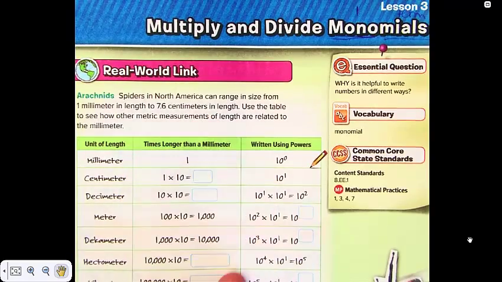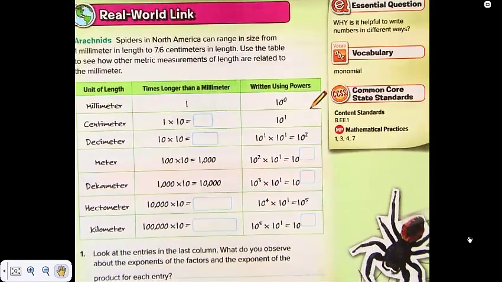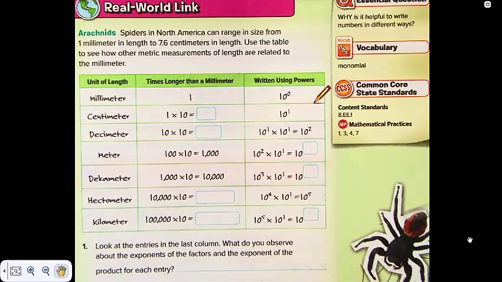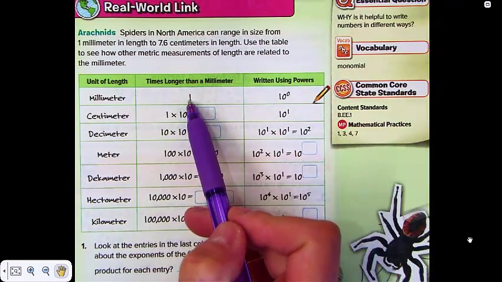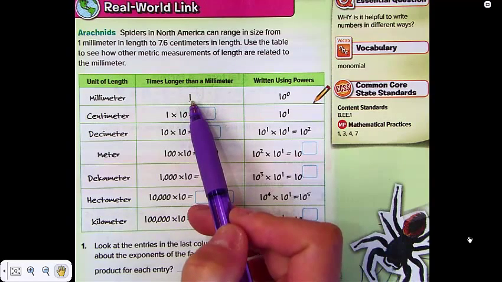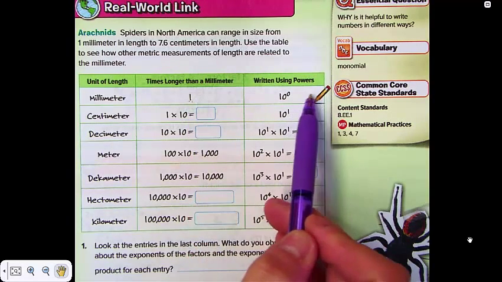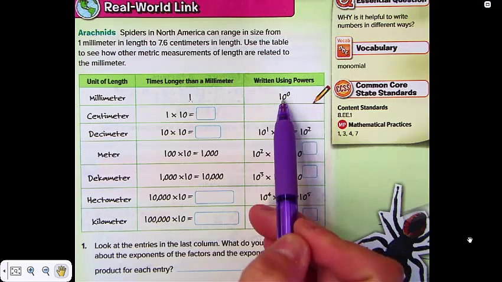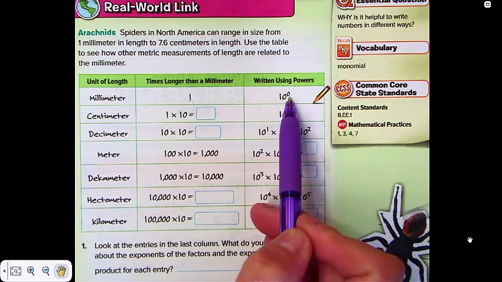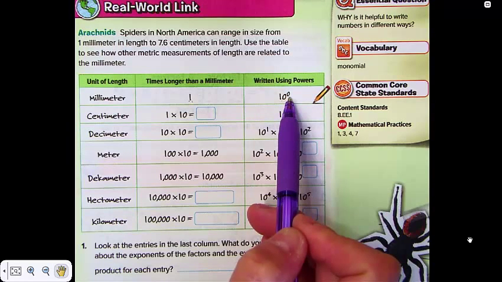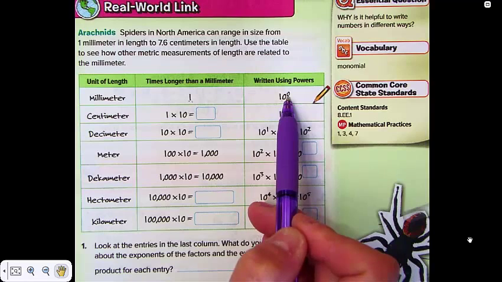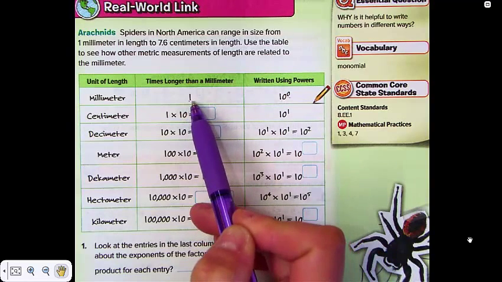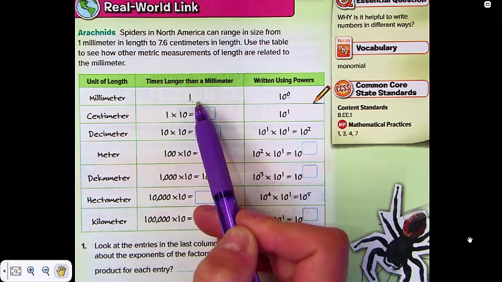This is a breakdown of lengths, and it's talking about the unit of lengths, but really what we're trying to focus on is the powers. Anytime a power equals 0, 10 to the power of 0, 18 to the power of 0, 394 to the power of 0, all of those, if they are to the power of 0, they equal 1. So it doesn't matter what the number is, if it's to the power of 0, it equals 1.